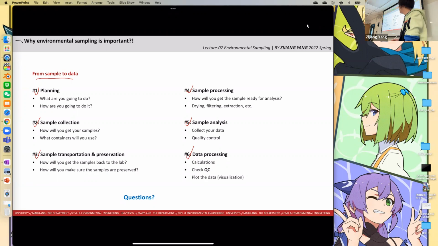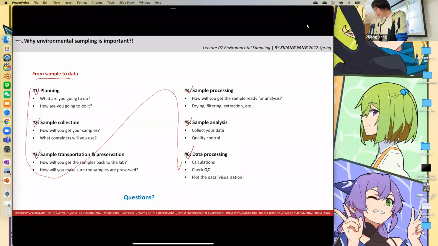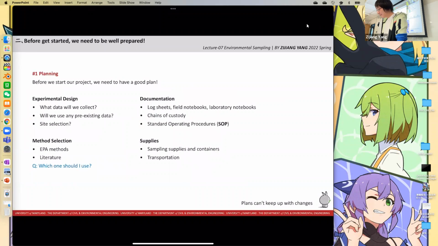We may not directly use the data. We may check or process the data before we reach a conclusion. In this class, I'm going to talk about them one by one, but some of them will be focused on and some will be less focused on, and we will talk about them in future lectures. Do you guys have any questions? No? Okay.